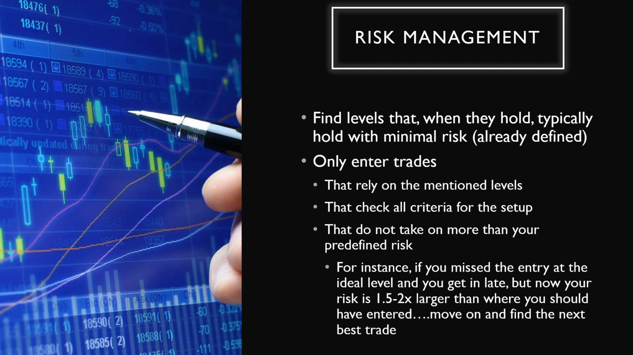So we want to find levels that when they hold, typically hold with minimal risk, right? So if I know a level holds, say 60, maybe 55% of the time, then I know that that's probably a level that when it comes down and into it is a potential hold from that level. And we'll get into the charts so you guys can actually see what I'm talking about. And you only want to enter trades that rely on the actual levels we just talked about, that check all the criteria for your trade setup, and that do not take on more than your predefined risk.